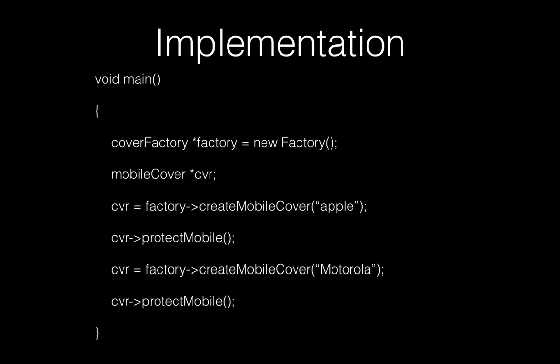On the client side, the client would create an object of factory, as well as it would know about the base class mobile cover, and that mobile cover's pointer would point to the actual class created by factory's create mobile cover method. So this is a very simple implementation where you can see we have pointed the abstract base class pointer to the object created by factory's create mobile cover.